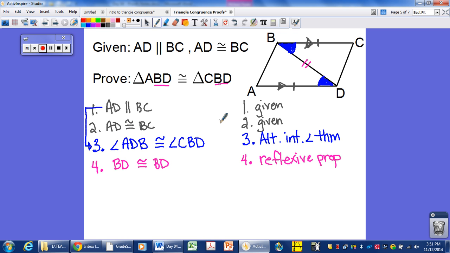So I have one side that was given to me. I found an angle because I had parallel lines, and then I had another side by the reflexive property. So sure enough, I have found three things. Three things is sufficient to say that triangle ABD is congruent to triangle CBD.